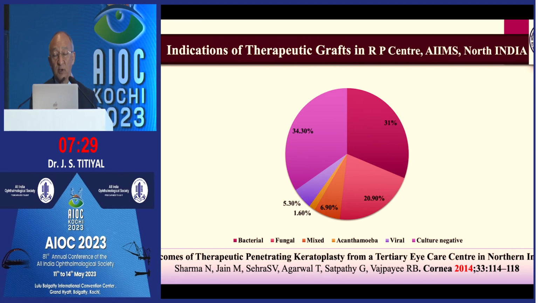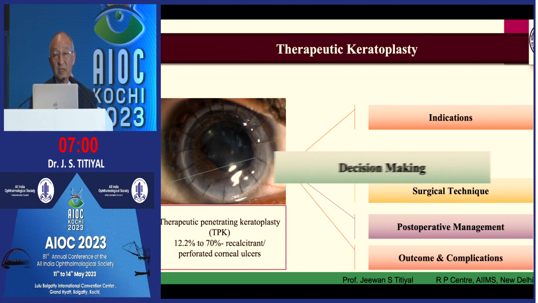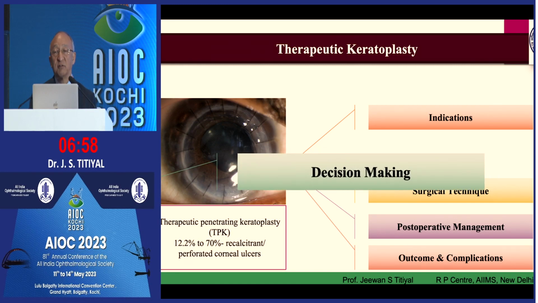Among the cases requiring therapeutic keratoplasty, the largest group will be bacterial corneal ulcer, but you still have fungal, viral, and acanthamoeba in that group. But a more important one is the group of culture-negative cases. You see here, culture-negative cases are 30 to 40% in our series. If you have a case where repeated cultures are negative, these are cases that are not going to respond to your medical treatment. Ultimately, they may require therapeutic keratoplasty. So I think this decision making is very important.